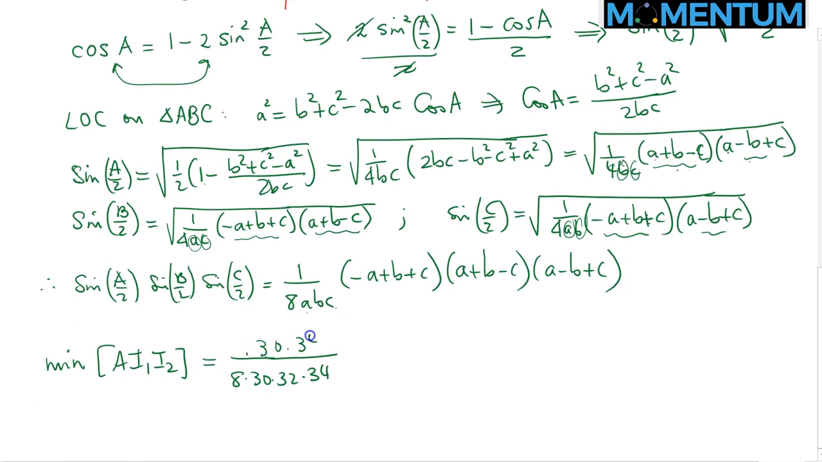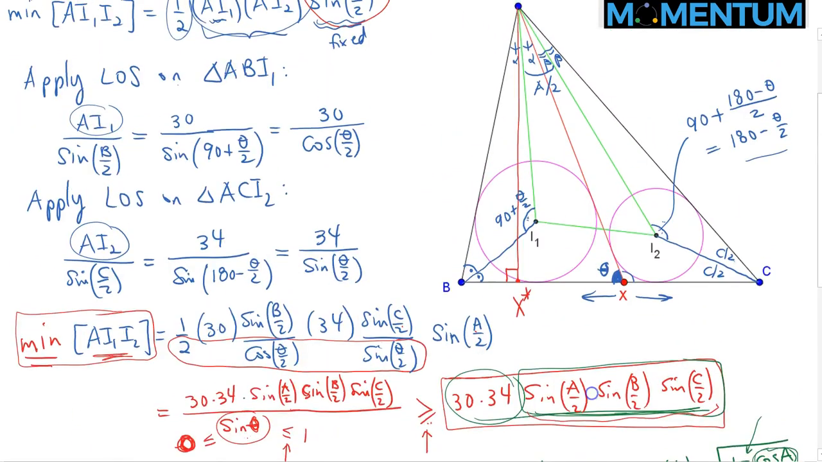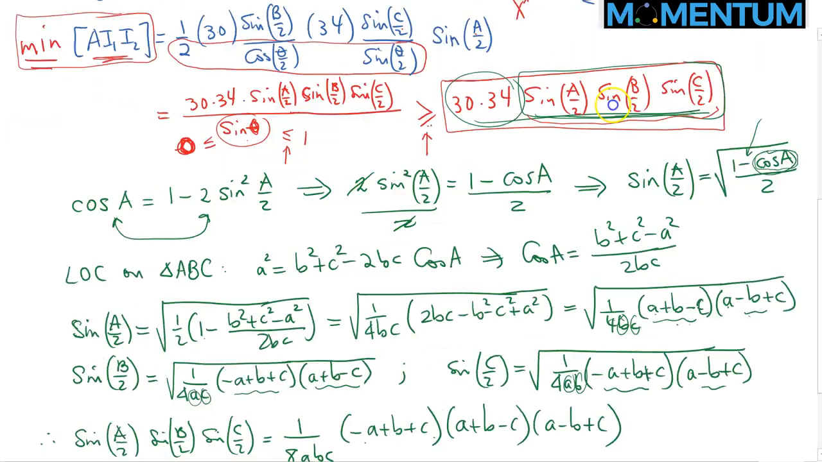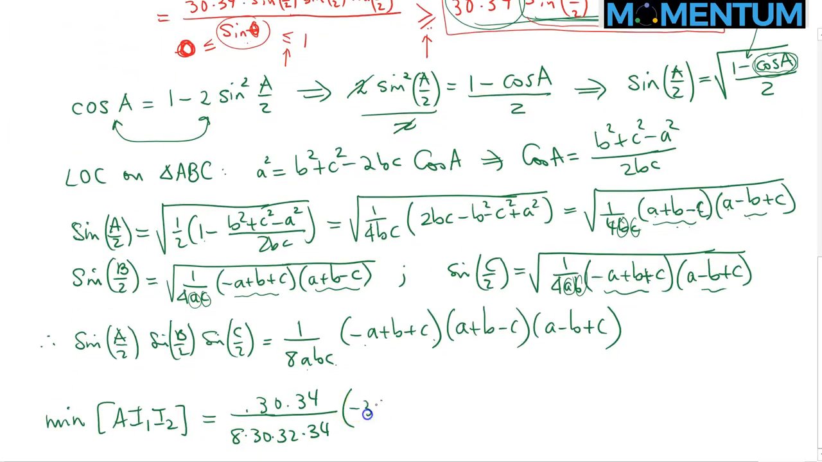So 30 times 34. And now it's time to just plug in these values into this expression. Let's just remember which one is what. So that's a C, that's an A, and this is the B. So 32, 34, and 30. So 32, 34, and 30. 32. All I do is make sure the signs are correct, otherwise the rest should be pretty straightforward.